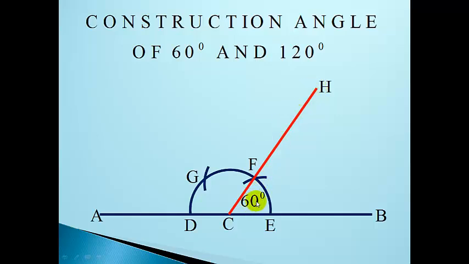The angle is now a 60 degrees angle. That is angle HCB. So that is how we construct a 60 degrees angle at a point.